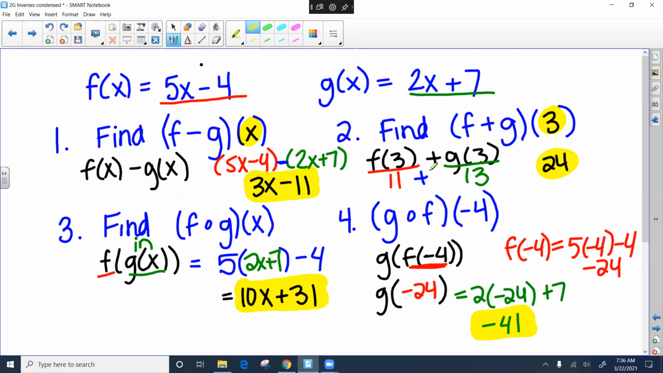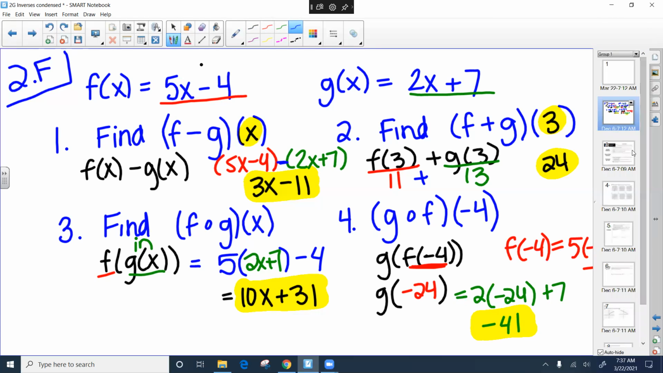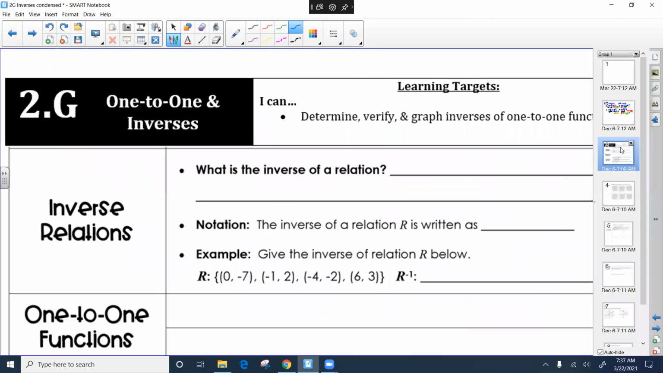Okay, so those are all some of the different operations from 2F. We would also have multiplying and dividing to combine to get 2 new functions, but we didn't do that part yet. So now we are starting our next section, and this is our last section in Unit 2. So we are going to spend a lot of the time today taking notes in section 2G.